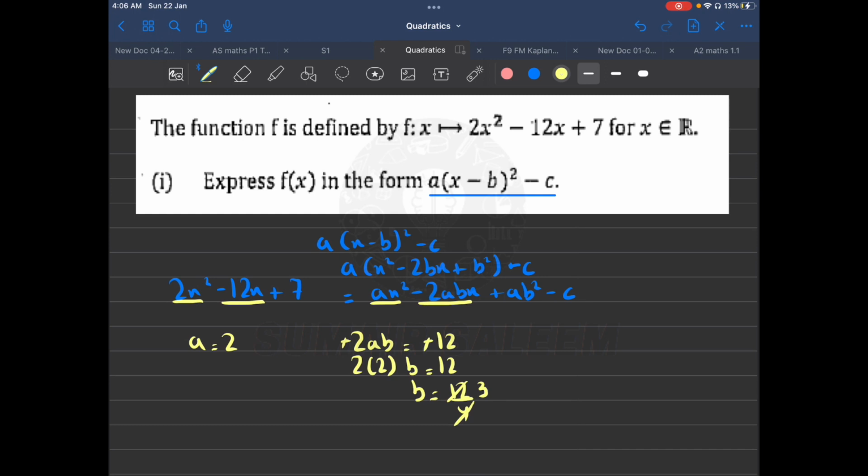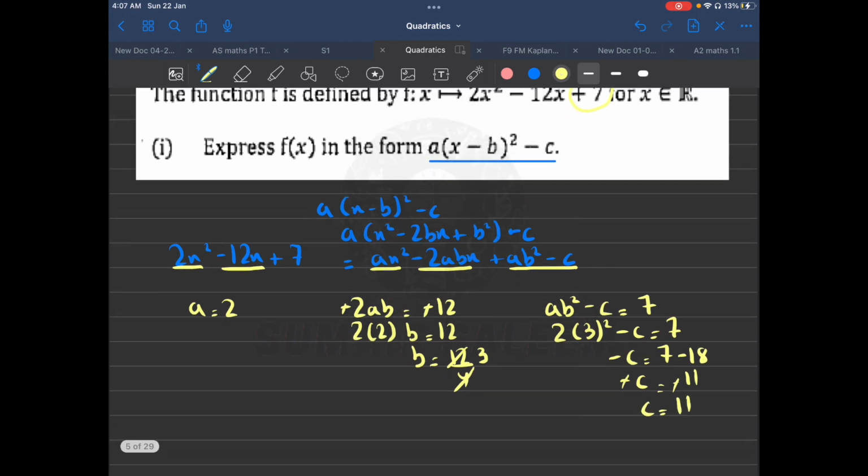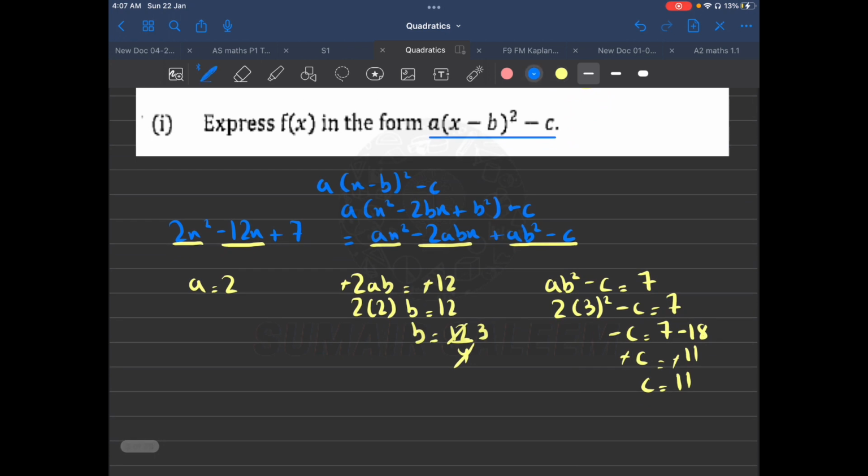Got this? Now, what's written without x? ab square minus c. And here it's 7. Yes or no? So my value of a is 2. My value of b is 3. So 2 nines is 18, and it's going to be 7 minus 18. That's going to be minus 11. I can cancel minus out. C is equal to 11. So what's my final answer? It's going to be 2(x minus 3) whole square minus 11. Got this?